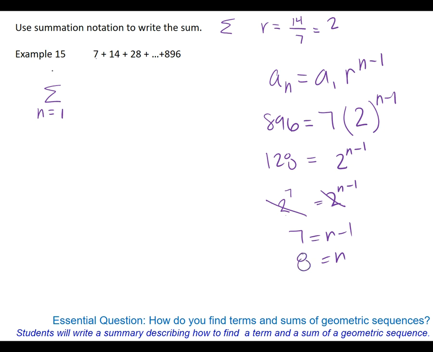8. Perfect. So I'm going to put that 8 up here at the top. And we already wrote out what's going to go in here. We put this formula in it, the shortcut we saw in the last few. So I'm just going to put it here: 7 times 2 to the n minus 1. You use your a sub n formula right there.